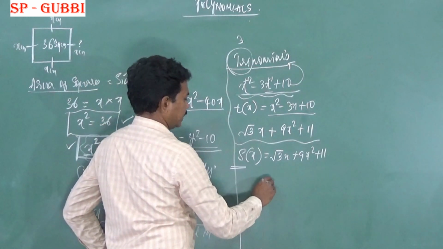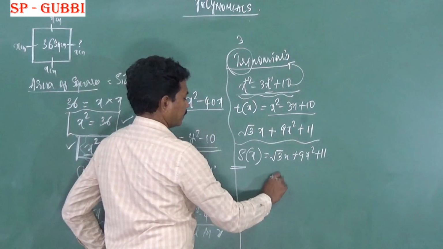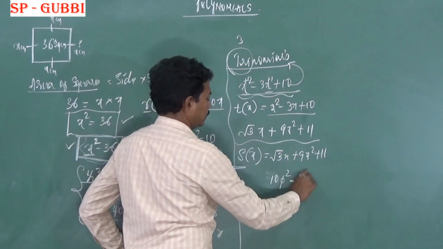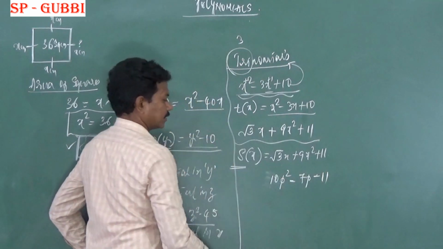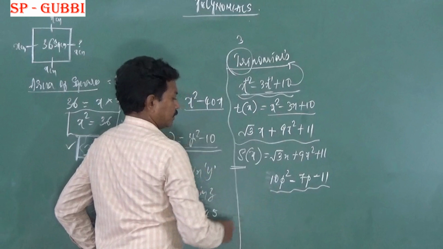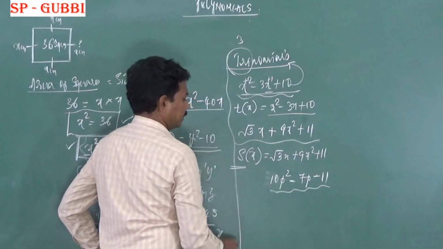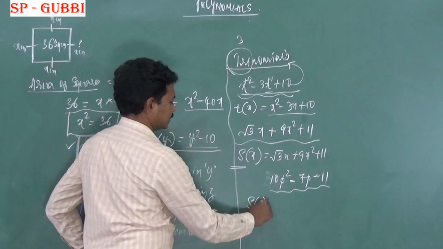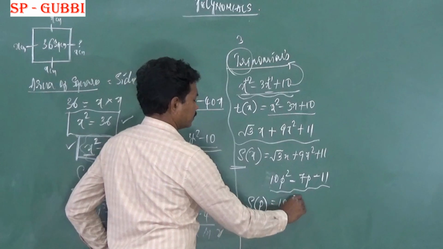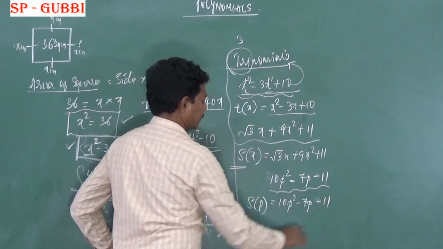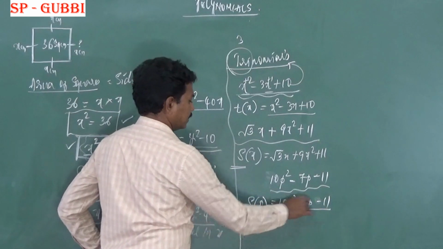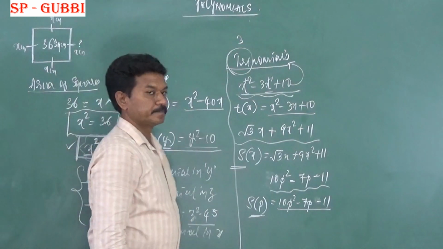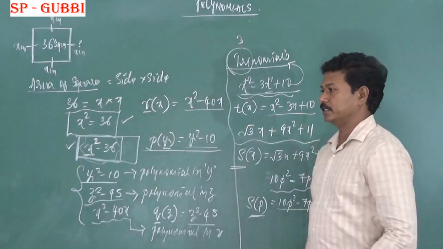You can go with this again. 10p square minus 7p minus 11. So this is another polynomial which is a trinomial. Here the variable involved is p. If you call the polynomial s, this can be written as s of p is equal to 10p square minus 7p minus 11. So s is the name of this polynomial and p is the variable involved. So s of p is a polynomial, an example of a polynomial which is a trinomial.